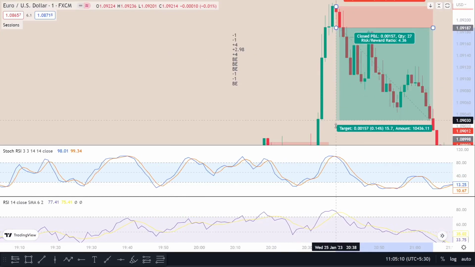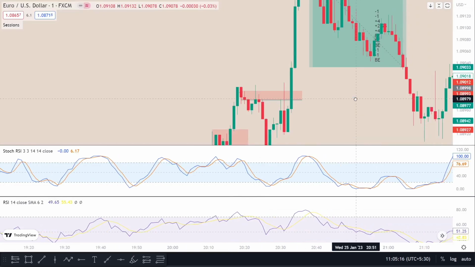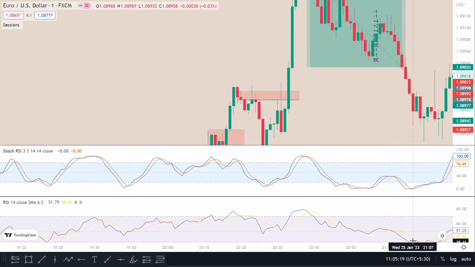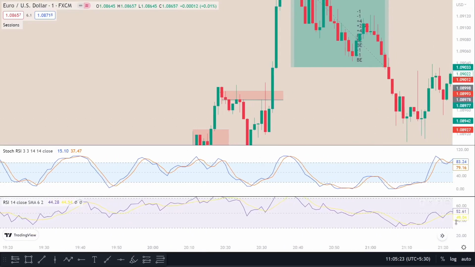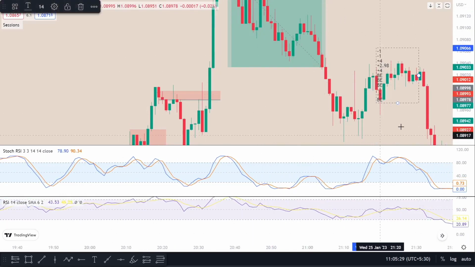Although it pretty much tanked down, right? 1:4. If we didn't get stopped out, we would have hit our TP. But it is what it is, right? So I think that we get oversold at this point. No, we didn't get oversold. Okay, so we are oversold again right here around this level.